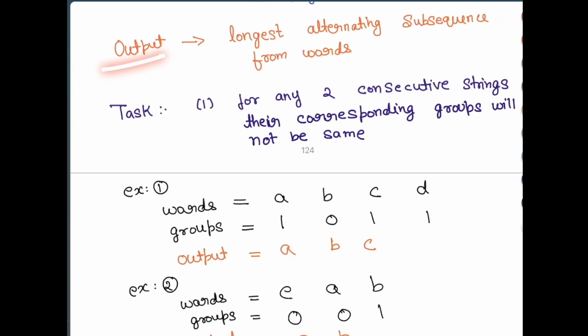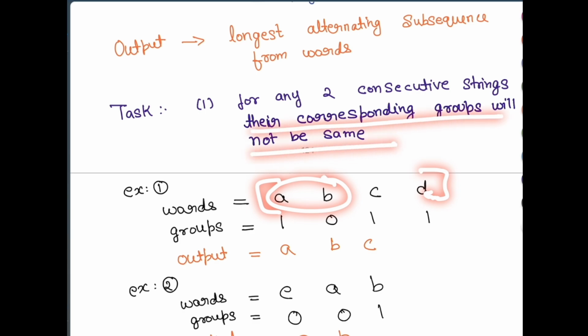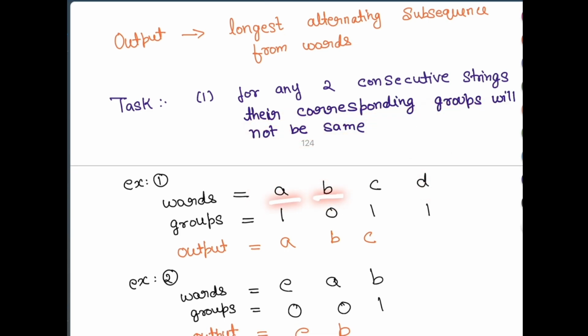Now coming back to the output again, you need to find the longest alternating subsequence from words. This is your words array, and you need to find the longest alternating subsequence. What is an alternating subsequence? When any two consecutive strings do not have the same group. So A and B can be part of the answer because their corresponding groups are not the same. B and C can be part of the answer because their corresponding groups are not the same. It is 0, then it is 1. But C and D cannot be part of the answer together because their corresponding groups 1 and 1 are the same. So that is why you will see the output is A, B, C.